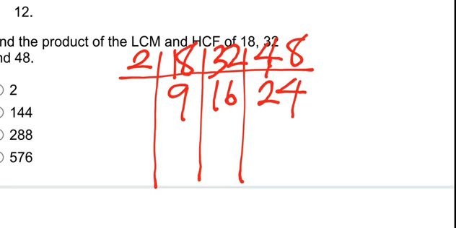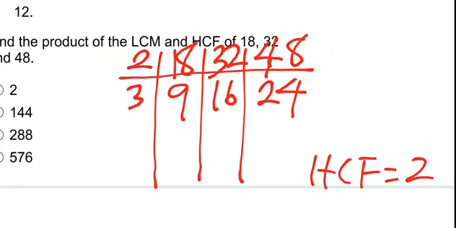That is common. 3 can go here, 3 cannot go here. 2 can go here, 2 can, 3, 2 cannot go here. So that means the HCF now is 2. So let's now complete the LCM.